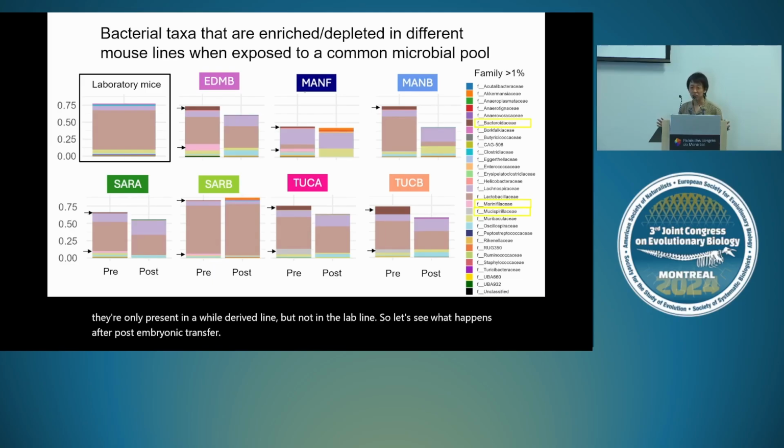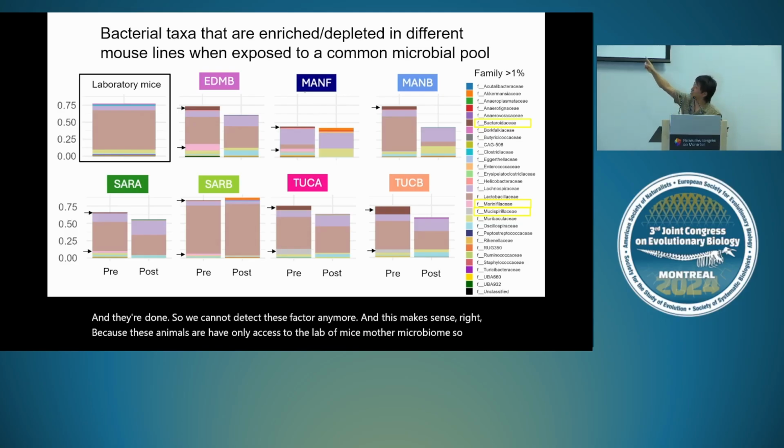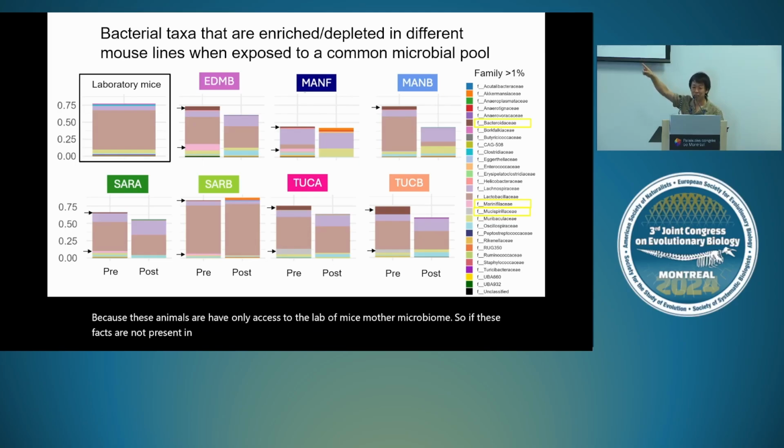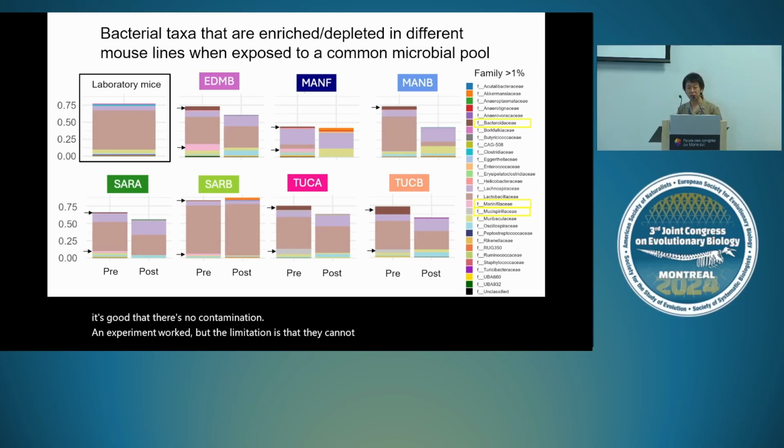And they're gone. We cannot detect these bacteria anymore. This makes sense, right? Because these animals only have access to the lab mice mother microbiome. If these taxa are not present in the mother's microbiome, there's no way they can recruit, right? So it's good that there's no contamination, the experiment worked, but the limitation is that they cannot assemble the original microbiome because the microbial pool is different, right?